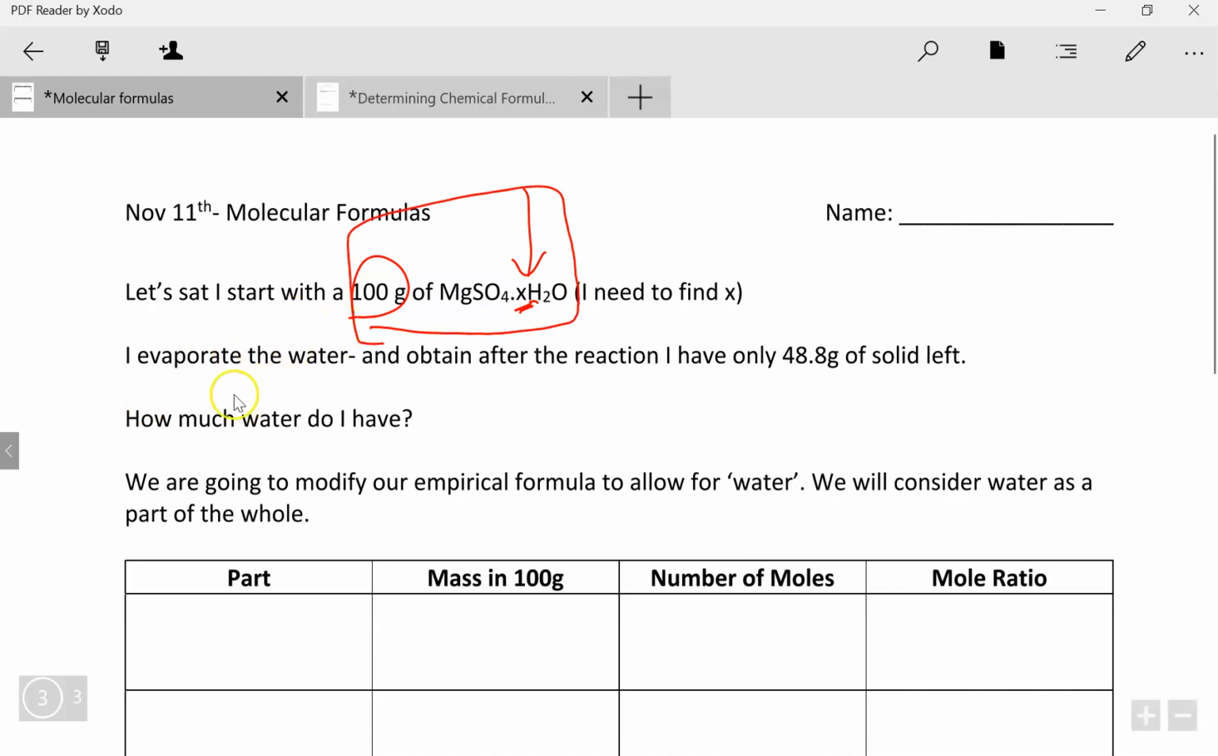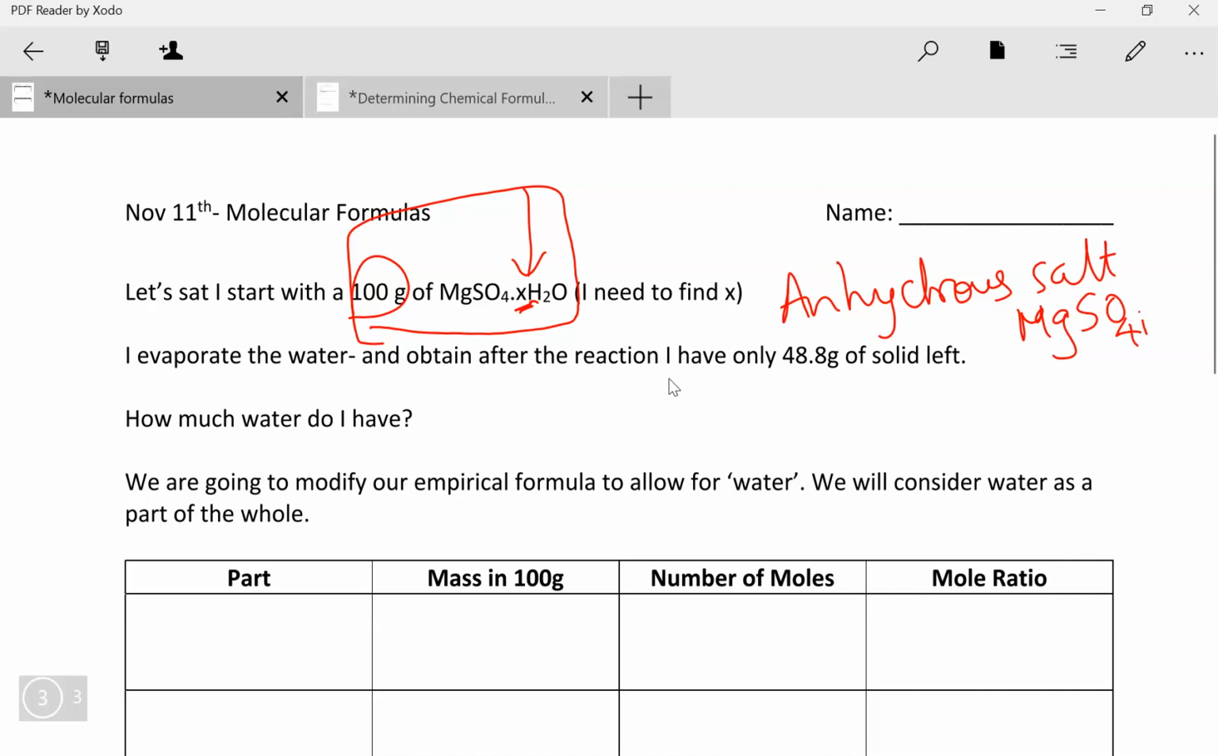We are going to evaporate the water, and after that, what we're left with is the anhydrous salt, which is just the salt without the water bit. So that's just MgSO4 as the anhydrous salt. We have 48.8 grams of anhydrous salt left, which means we have evaporated 100 minus 48.8, which is 51.2 grams of water. We have successfully evaporated this from the compound.